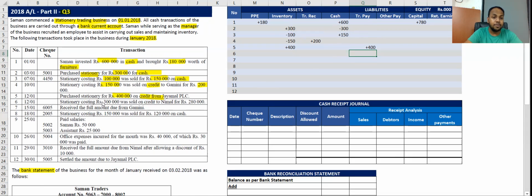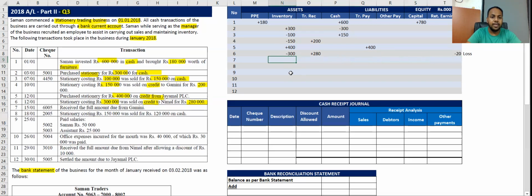Transaction number 6. Stationery costing 300,000 was sold on credit to Nimal for 280. Now there is a loss. Cost is 300, so inventory will decrease by 300. It was sold on credit to Nimal for 280. So Nimal is a debtor. Debtor will increase by 280, and this will make a loss for the business of 20.